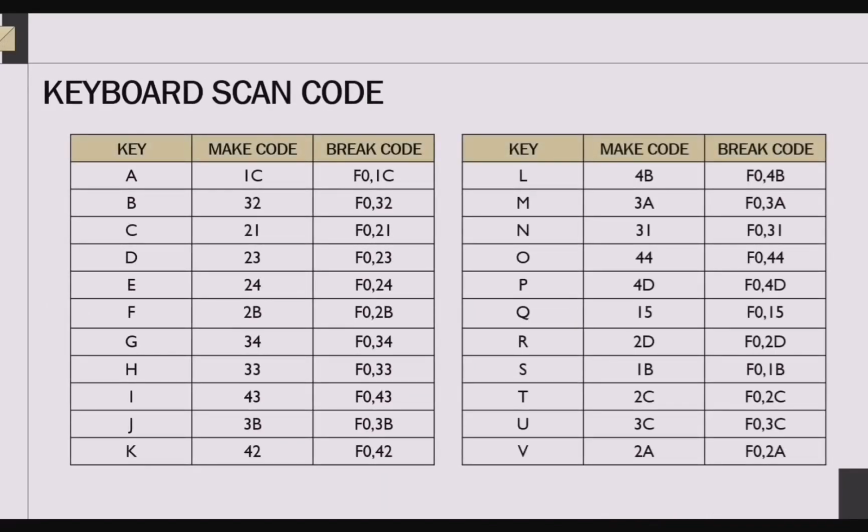The table below shows the make code and break code of the keys. For example, letter A has a make code of 1C. Letter B has a make code of 32. Letter C has a make code of 21, and so on and so forth.